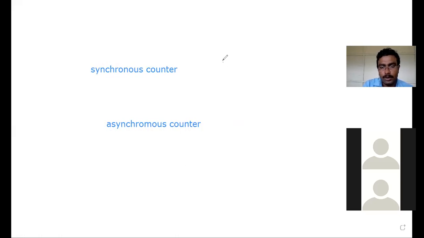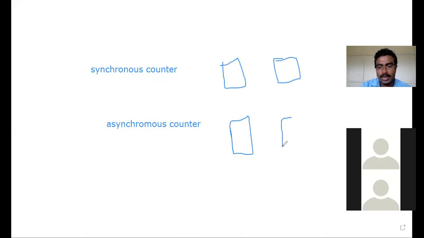But let me tell you the basic difference in terms of counter. First of all, let me take a flip-flop here, and let me take one more flip-flop here. Let us think these two are some flip-flops like D or T or JK. In a similar fashion, I'm going to take two more flip-flops here, and then arrange them like this.